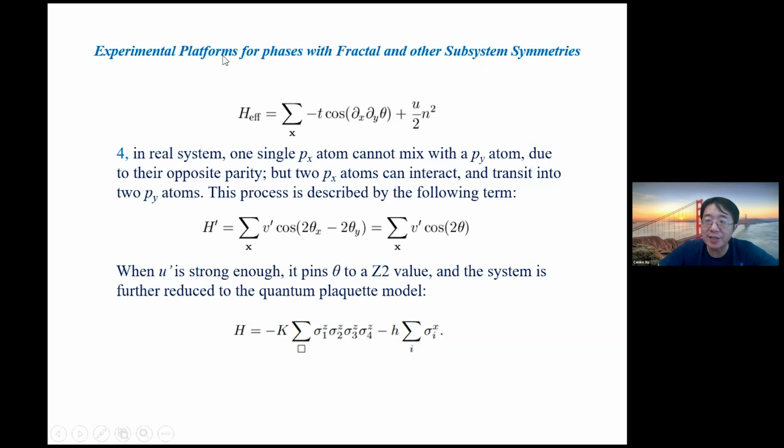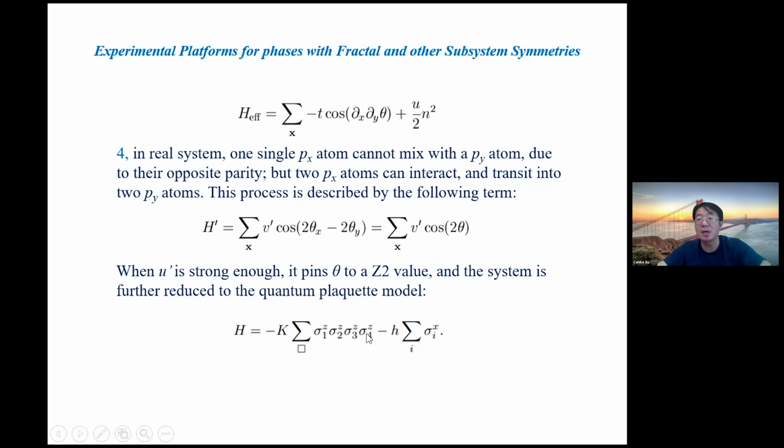This process can be described by this term in the Hamiltonian. So in reality, we should add this term to the Hamiltonian. It will look like this. When this term is very large, it will break the U1 to Z2. Then this model will reduce to the quantum plaquette model, which I mentioned before.